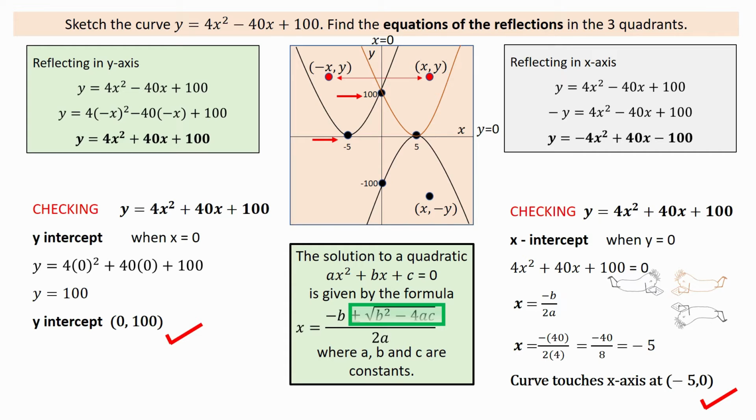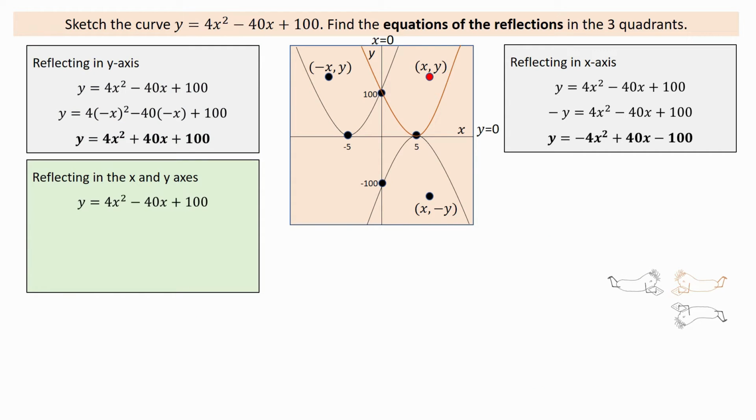Now reflect in both the x and y axes. We could reflect in the y-axis first, followed by the x-axis, giving this result. Note the image of the point. Or we could reflect in the x-axis first, followed by the y-axis, giving this, which gives the same result. So this curve gives the reflection in the x and y axes.